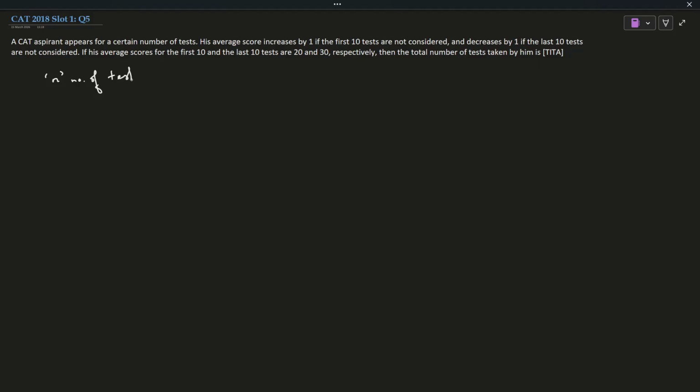n number of tests the CAT aspirant has taken. What will be the average, guys? a1 first test, second test, third test, till n number of tests, divided by n will give me the average. His average score increases by 1 if the first 10 are not considered. So let me not consider the first 10. So it will be a11, a12 till an, divided by n minus 10, equal to a plus 1.